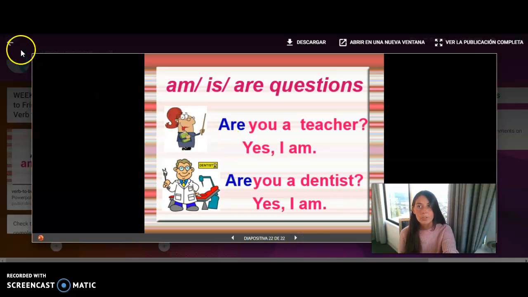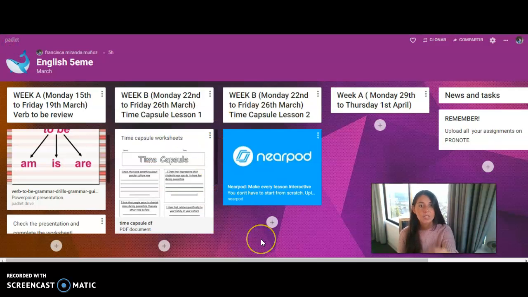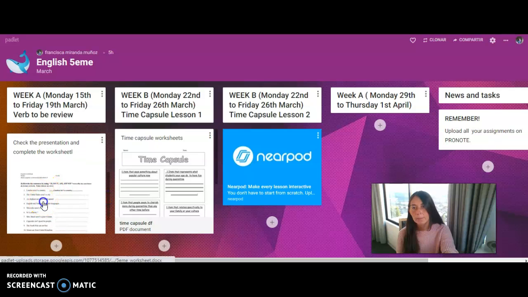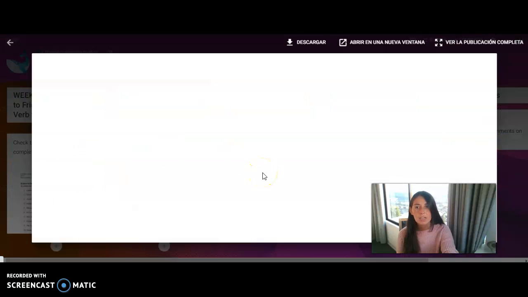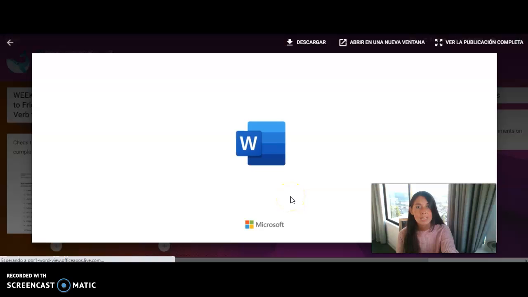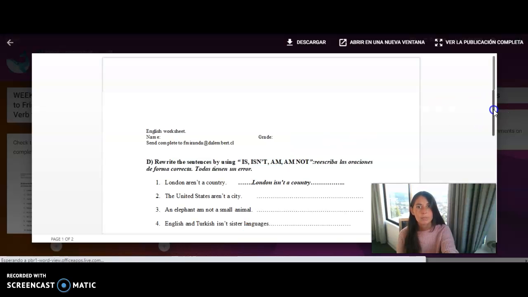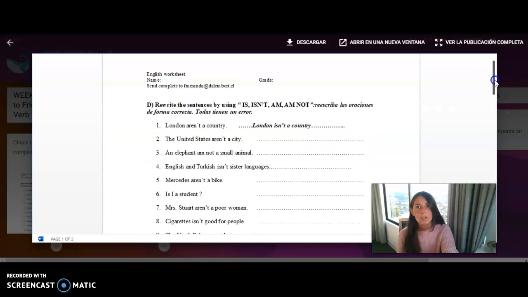Good. So when you're ready working with this, you can take notes in your notebook if you want to. You're going to be working on our worksheet here. I'm going to click there and you will have access to this PDF, or it's a Word document. You can also download it and work on it on your computer. Here we have my email. You can send it to my email or you can send it to Pronote. I prefer Pronote, okay? Be great.